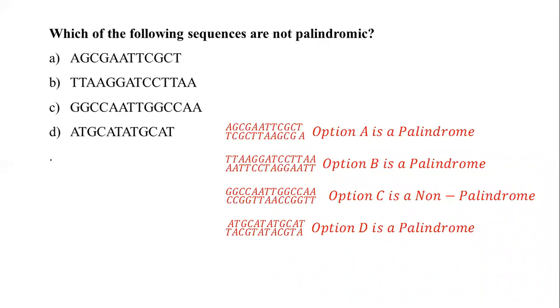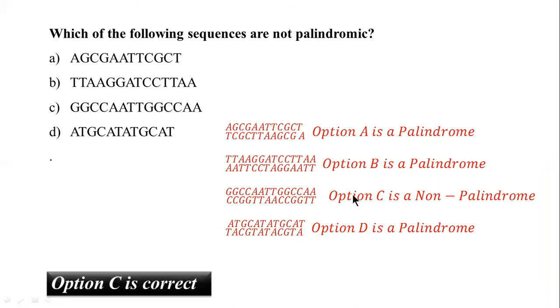The next and final question is, which of the following sequences are not palindromic? Again, we'll have to write the particular sequence, and we have to write its complementary sequence and see if it is read the same from the forward as well as the reverse direction. Once we've done that, we found that option number C doesn't read the same from both the directions. So option number C is not palindromic, and the correct answer to this question would be option number C.